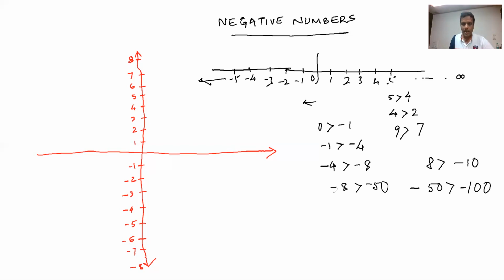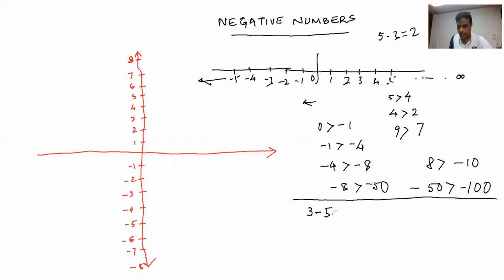Now let me start with the most important thing, which is the addition and subtraction of the negative integers. So the first sum which I'm going to take is, say, two very simple numbers, 3 minus 5. Had it been 5 minus 3, we all know, right? 5 minus 3 is 2. But what is 3 minus 5?